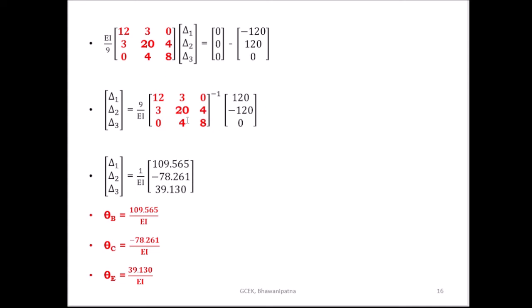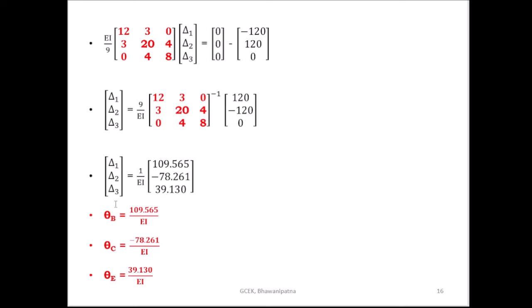This is a 3 by 3 matrix, and first find out the inverse of the stiffness matrix. Then multiply with the force matrix. Then you get the displacements delta 1, delta 2, and delta 3. So delta 1 is equal to 109.565 by EI, delta 2 is equal to minus 78.261 by EI, and delta 3 is equal to 39.130 by EI.